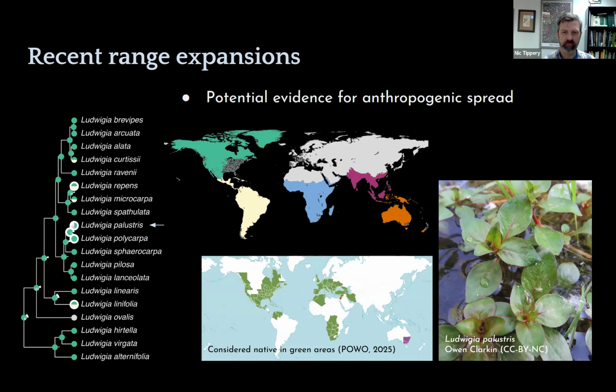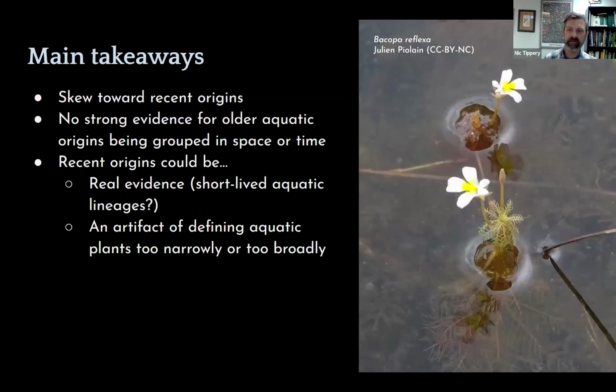Might be worth reevaluating whether that's as native as they say in these green areas on the map. Okay, so recent origins, a chance to reevaluate how we define aquatic plants. No big pattern, which is what I set out to find, but I think we're making a big step forward in basically reconstructing aquatic plant evolution in lots of different contexts.